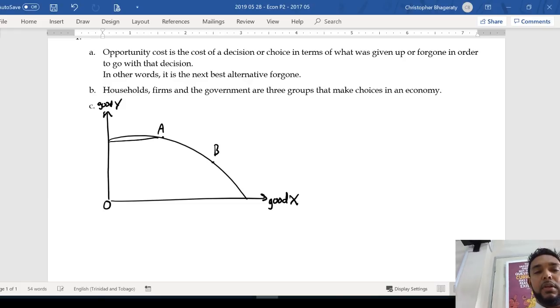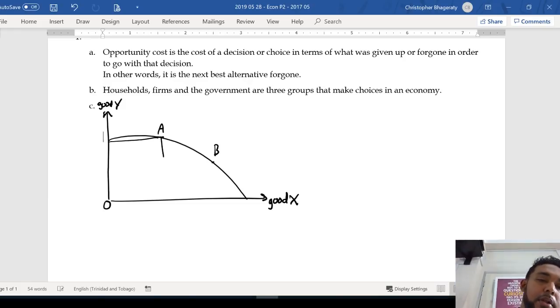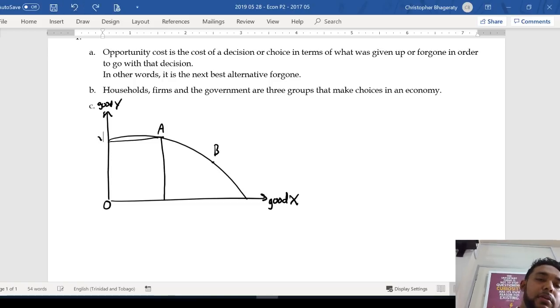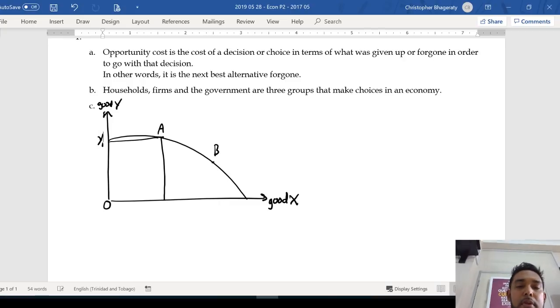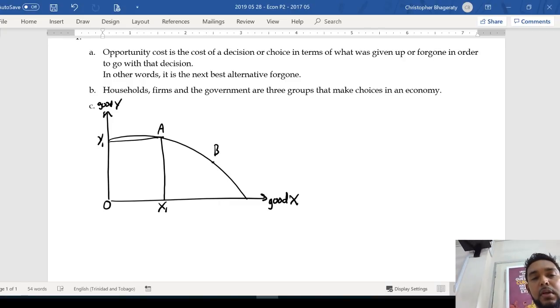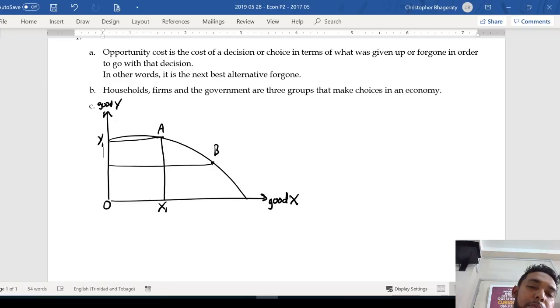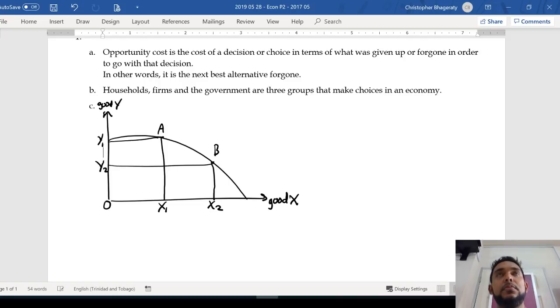Right? And at point A, we're producing, let's say, y1 of good Y and quantity x1 of good X. And at point B, you're producing y2 of good Y, that's the quantity, and you're producing x2.